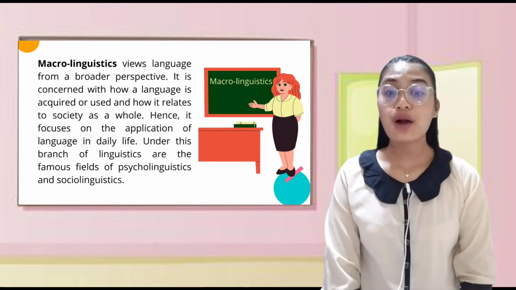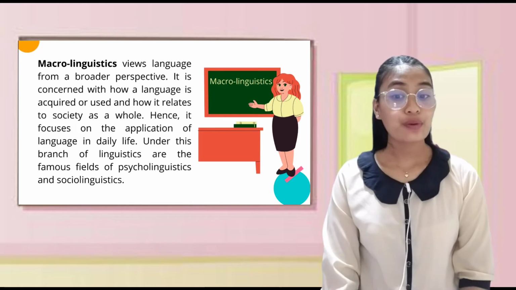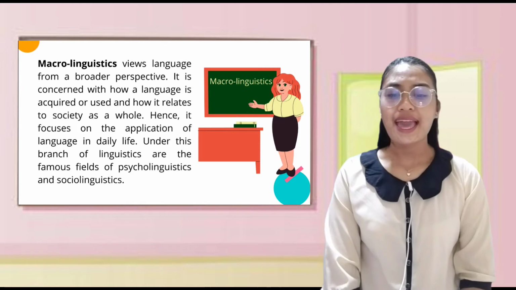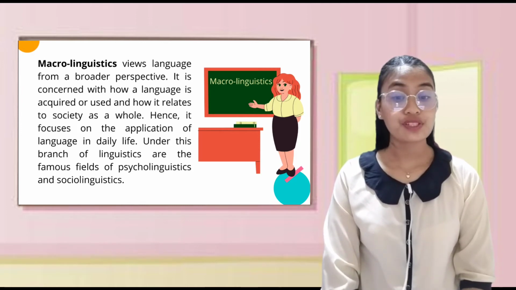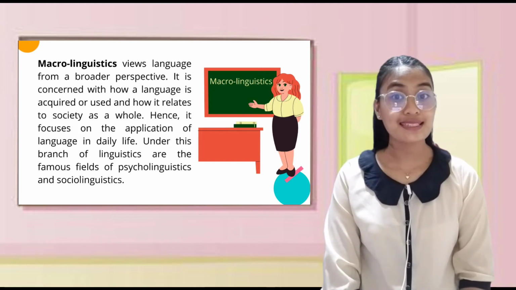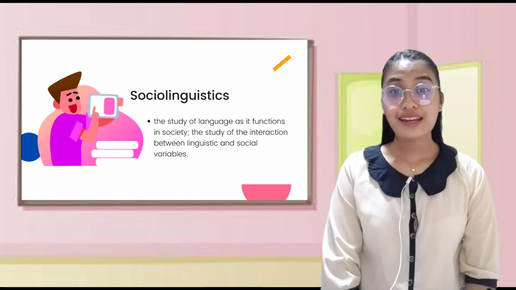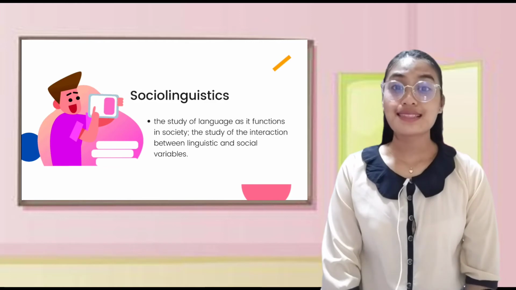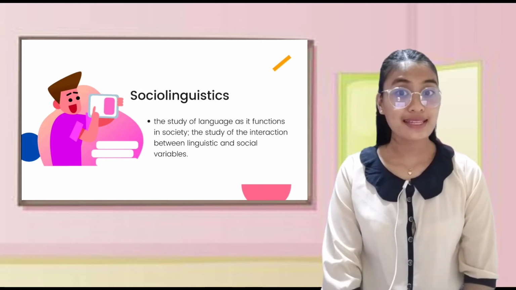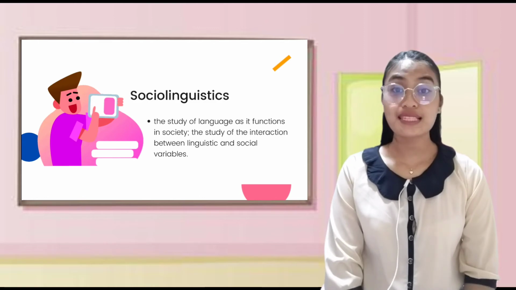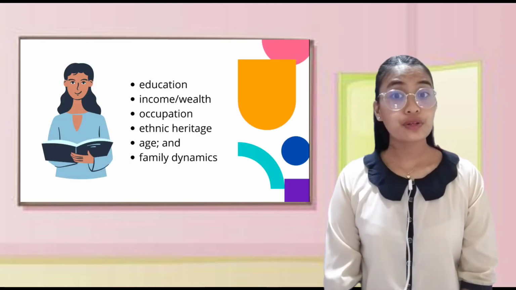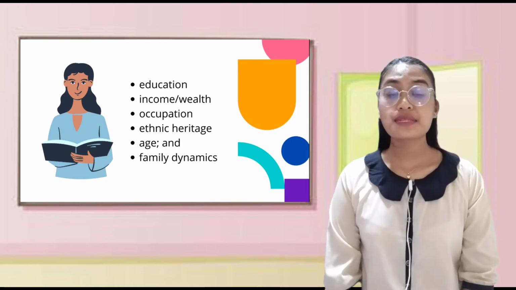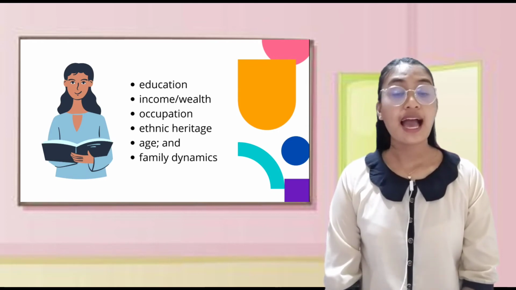It is concerned with how a language is acquired or used and how it relates to society as a whole. Hence, it focuses on the application of language in daily life. Under this branch of linguistics are the famous fields of psycholinguistics and social linguistics. Let us focus on social linguistics. It is the study of language as it functions in society, the study of the interaction between linguistic and social variables. Social linguistics takes language samples from sets of random population subjects and looks at variables that include such things as pronunciation, word choice, and colloquialisms.